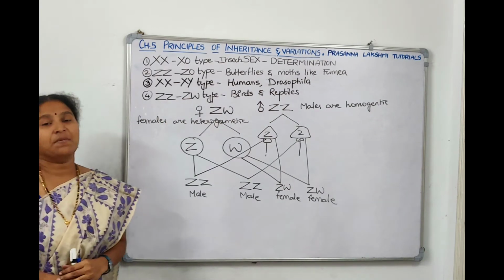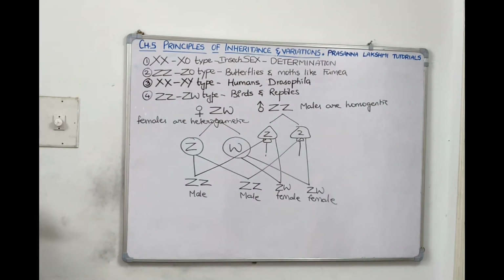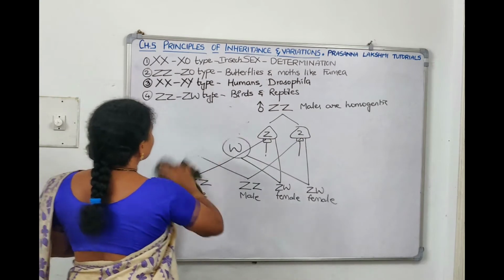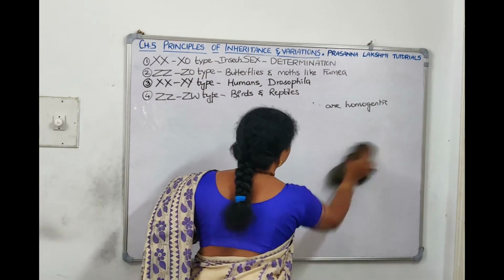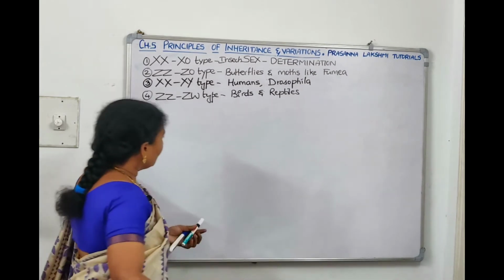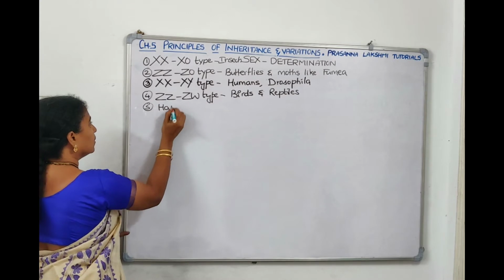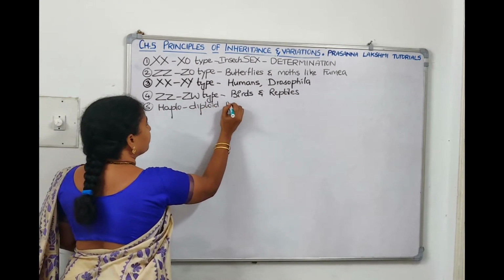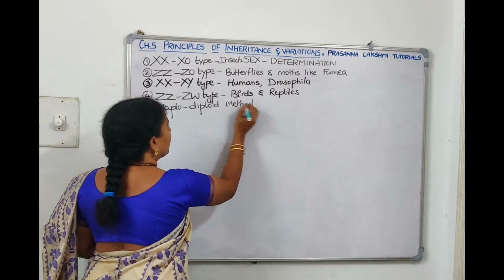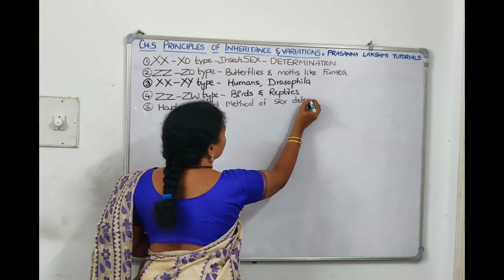Take a screenshot, then we will talk about sex determination in honeybees. Now in honeybees, the sex determination is called the haplo-diploid method of sex determination.